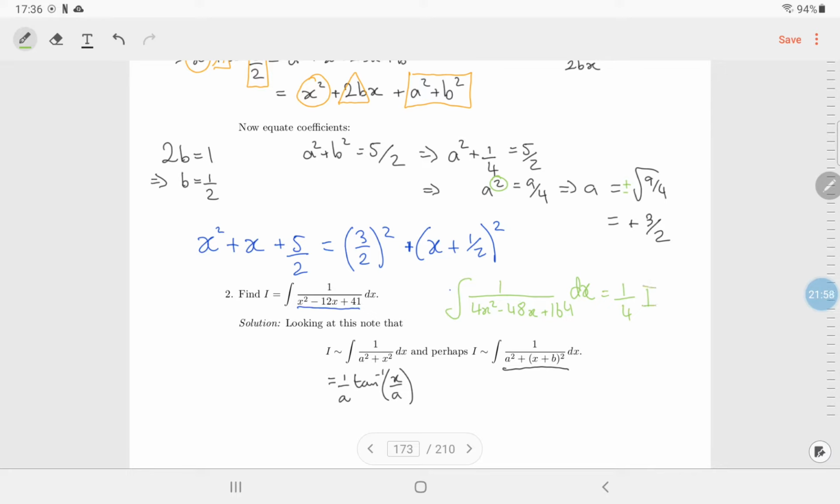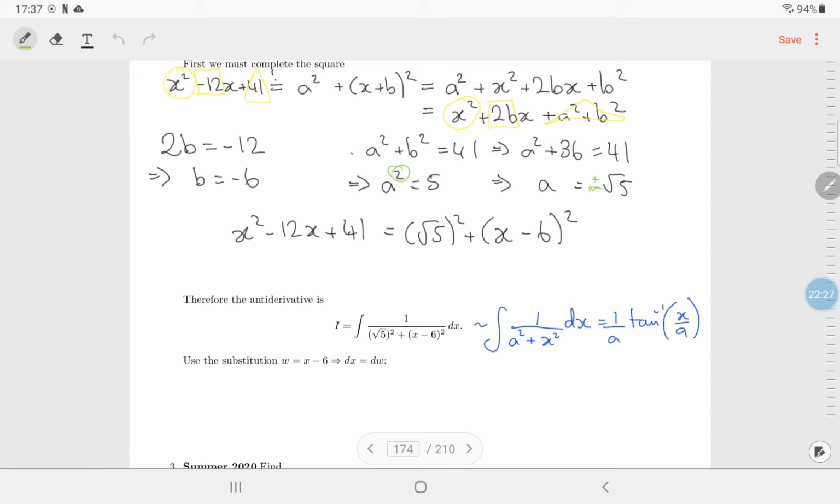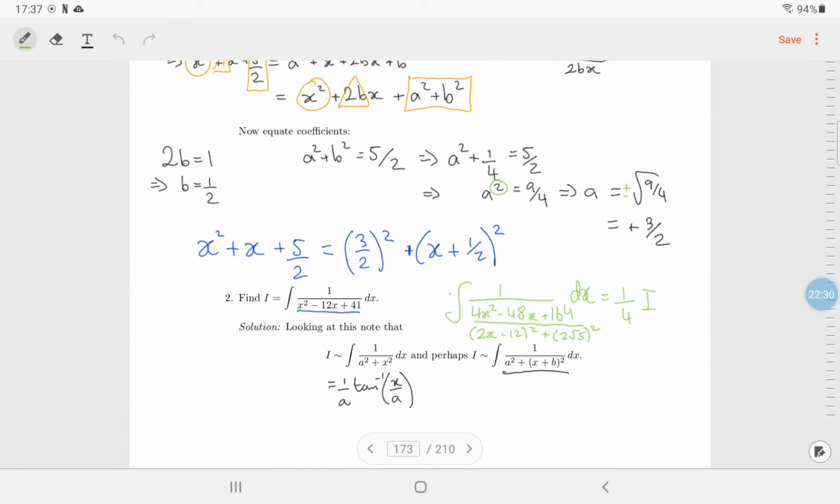Alternatively, you could actually complete the square, but you'd have a 2x all squared. So this thing should be something like 2x minus 12 squared plus 2 root 5 squared. So instead of x minus 6 as we have, you somehow end up with 2x minus 12. So suppose that happened, or if I just gave you that. Now you cannot use the formula directly there. You'll end up with the wrong answer.